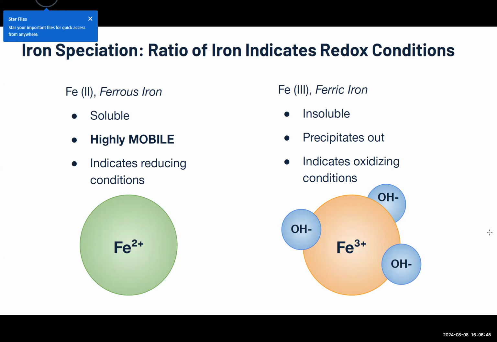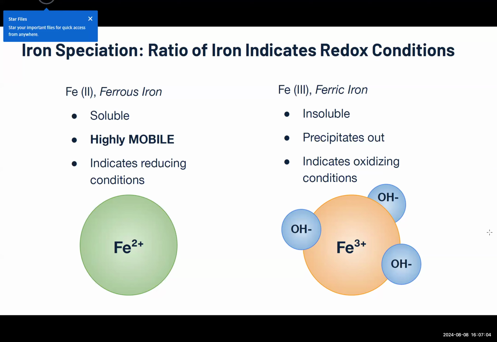Iron 3, however, is insoluble. It usually precipitates out into a hydroxide or something like ferrihydrite, which you see here, and it combines or binds on with a bunch of organic matter. That's a lot harder to transport, a lot slower, so that can only happen through erosion. So if you see a lot of iron 3 in the system, it indicates oxidizing or highly oxygenic conditions.